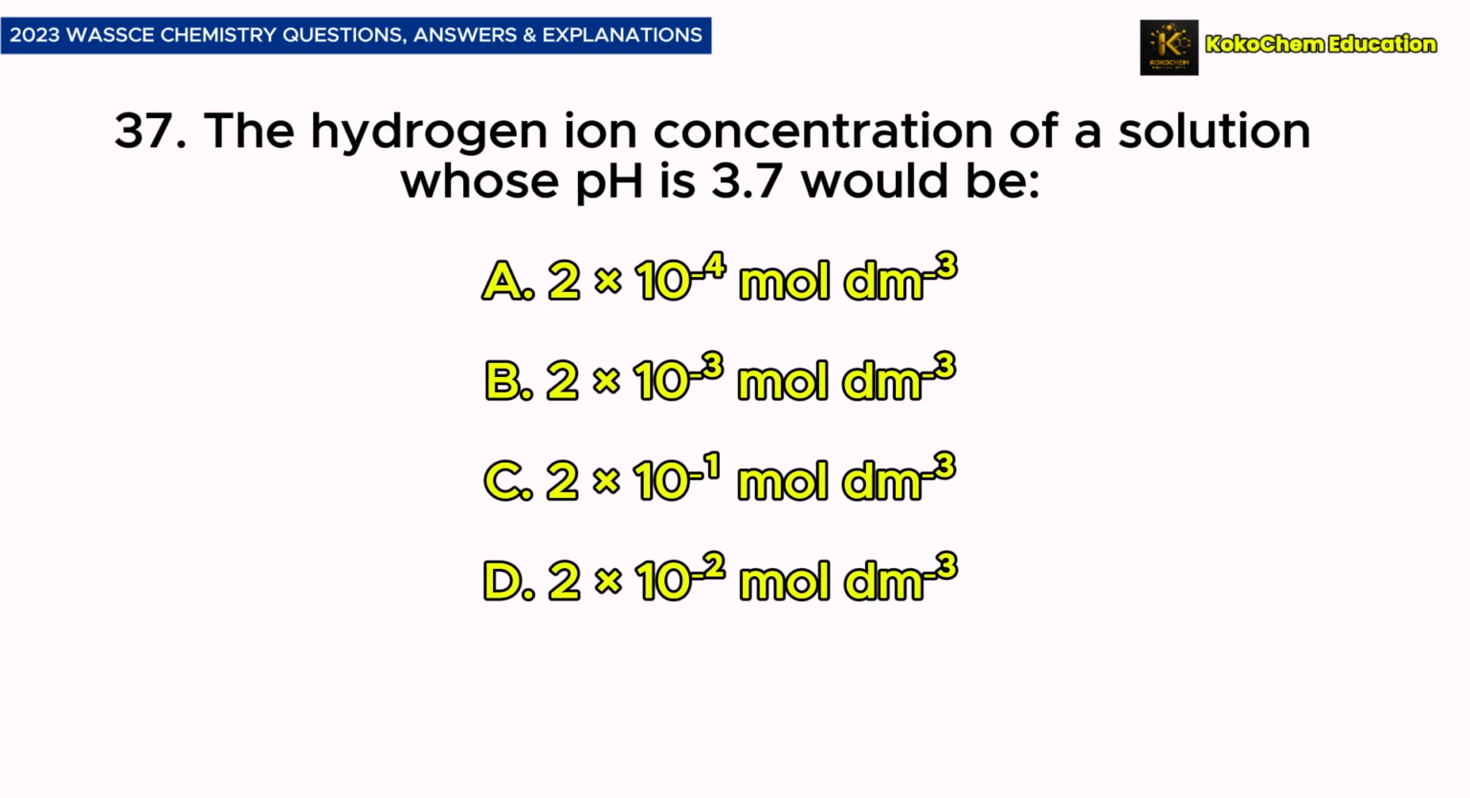B. 2 times 10 to the power negative 3 mole per dm cubed. C. 2 times 10 to the power negative 1 mole per dm cubed. D. 2 times 10 to the power negative 2 mole per dm cubed.